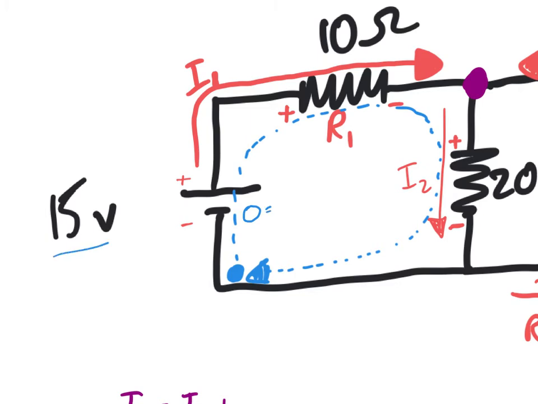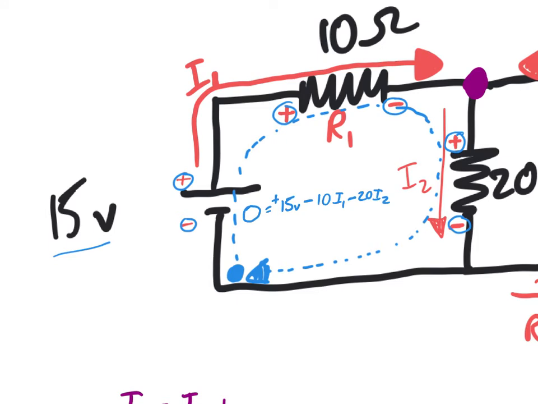First across the 15 volt battery, low to high, that's an increase of 15 volts. Next element, high to low, that's a decrease in voltage of R1, which is 10 ohms, multiplied by I1. And then high side to low side, that's a decrease in voltage of 20 multiplied by I2.